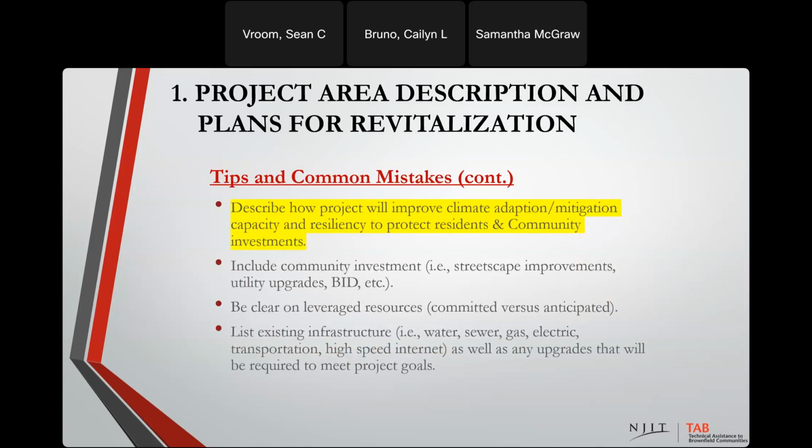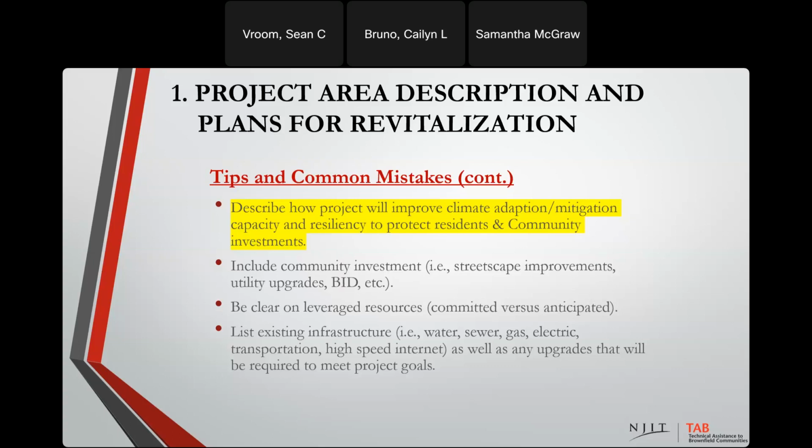So you don't want to just get site-centric, which is what happens a lot of times. People just focus on the brownfield site itself. You want to talk about any improvements or investments your community's made in the surrounding area. That may be streetscape improvements. It could be utility upgrades. Maybe you're going to designate it, or you have designated a business improvement district, things of that nature.